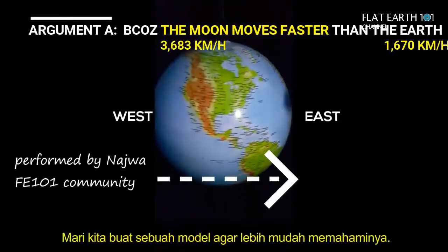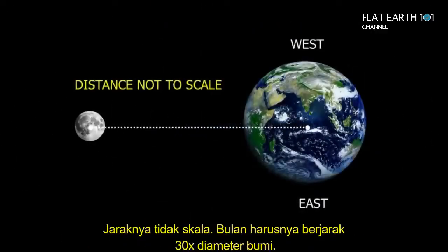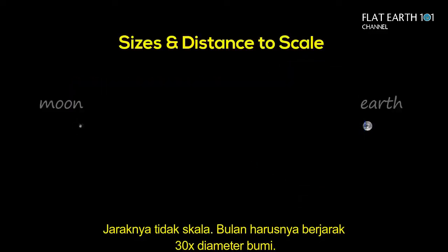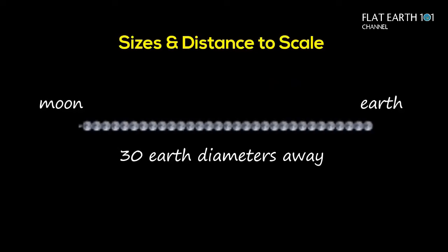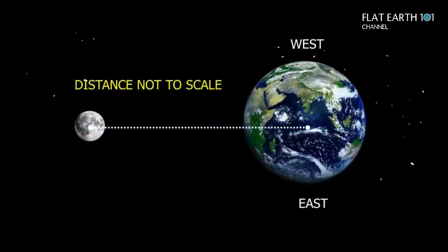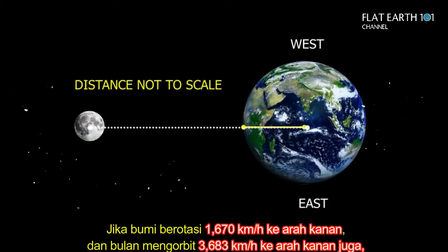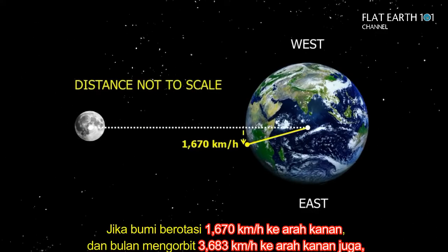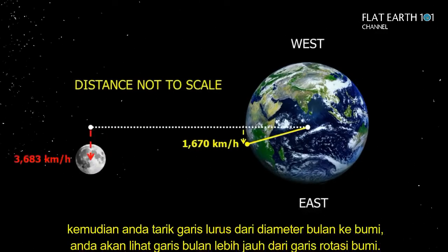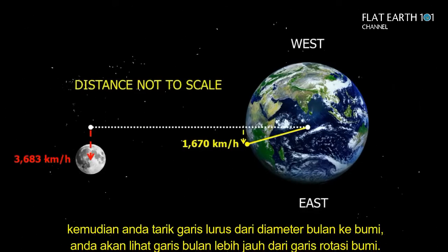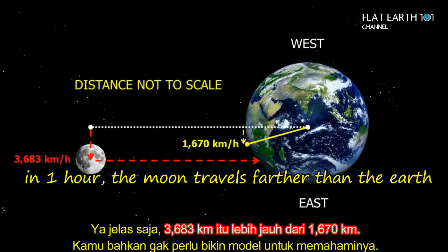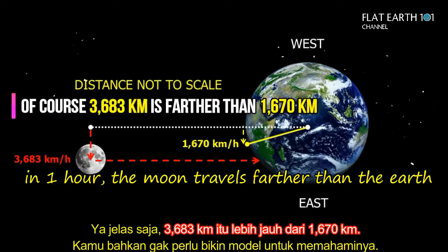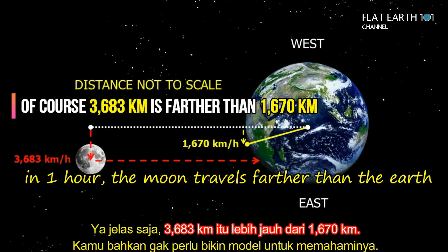Let's make a model to make it easier to understand. The distance is not to scale. The Moon should be 30 Earth diameters away. If the Earth rotates 1,670 kilometers in 1 hour to your right, and the Moon orbits 3,683 kilometers to your right too, then you draw a straight line from the Moon's diameter to the Earth. You will see the Moon's line is farther than the Earth's line. But of course, 3,683 kilometers is farther than 1,670 kilometers.